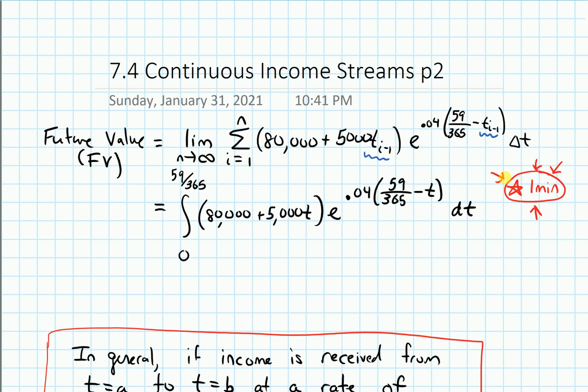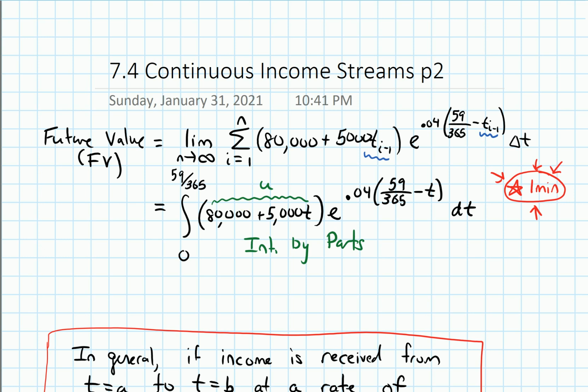All right, hopefully you did that. Hopefully you paused it for about a minute to think about that. So this is great for integration by parts. This is good for integration by parts because if I let this 80,000 plus 5,000t be u, it has a really simple derivative. The derivative is just a constant, 5,000. And that'll make the integral that I get from doing integration by parts be easier than this one.